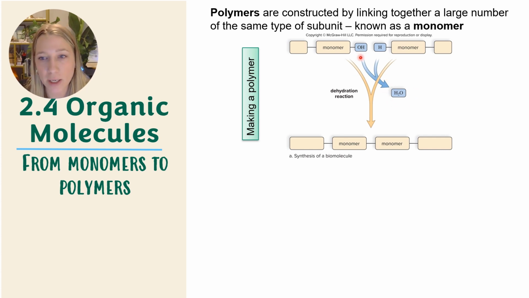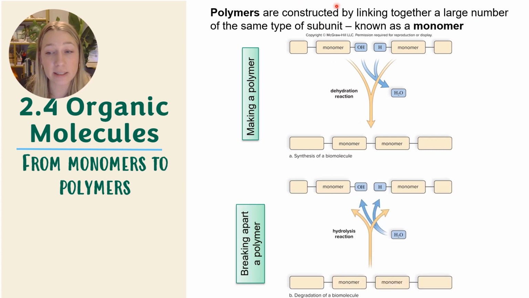So when we take out an OH minus and an H from two monomers, that will link them together. We pull out the OH minus and the H that's keeping them separate, and when we pull those out and form a water, it's going to cause them to link together. We can have the reverse happen, and that is how we break apart a polymer if we wanted the individual monomers that make it up.